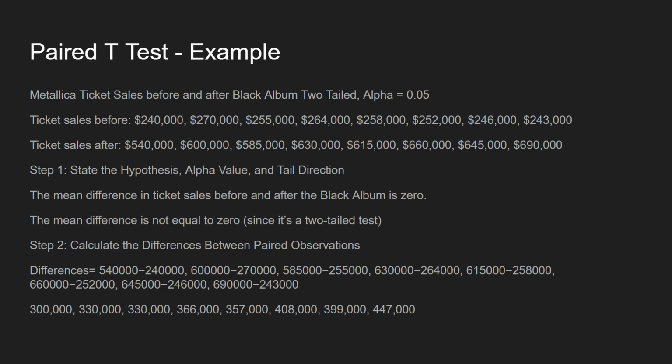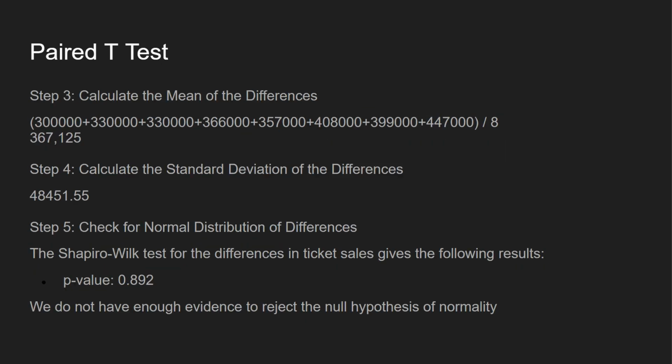So the mean difference in ticket sales before and after the Black album is 0. The alternative is that the mean difference is not equal to 0, since it's a two-tailed test. Step 2 is to calculate differences between the paired observations. So I have all the differences over here, right? Subtracted them, and then we get these down below: 300,000, 330, 330, 366, 357, 408, 399, and 447. Now we need to calculate the mean. So just add them up, divide by 8. Calculate the standard deviation, right? We get our standard deviation.